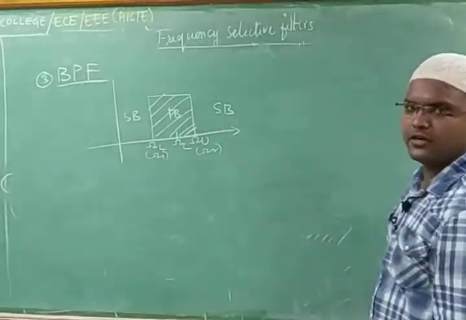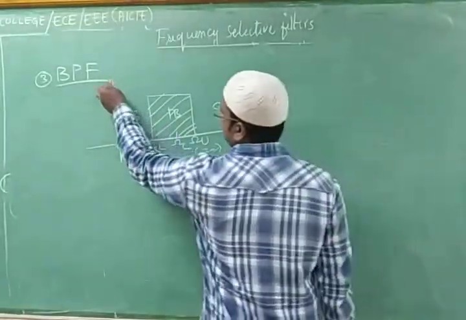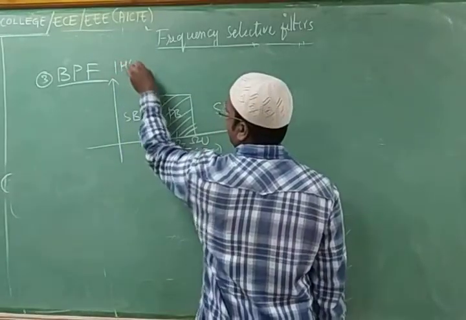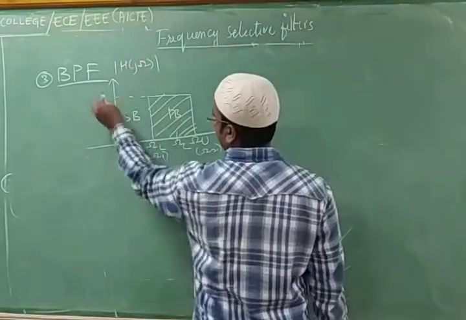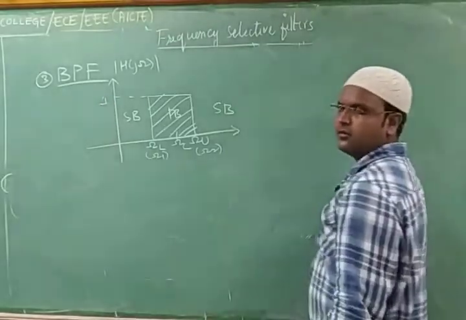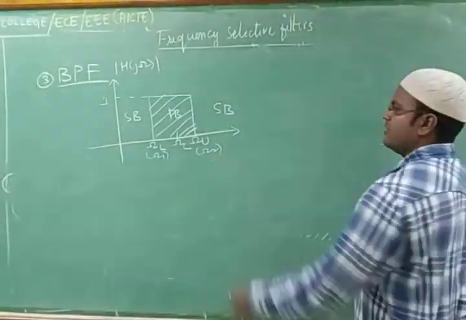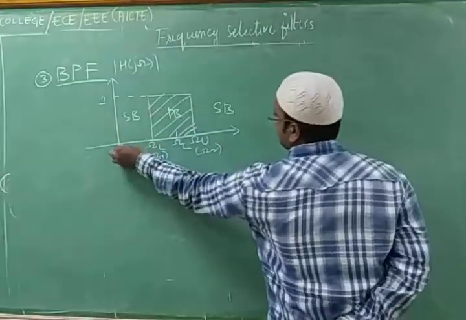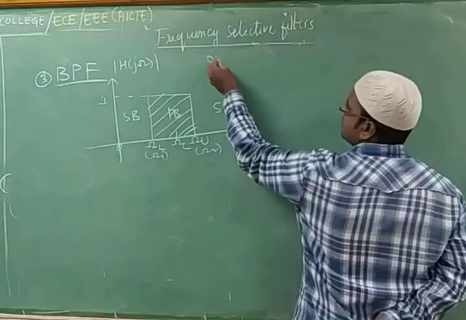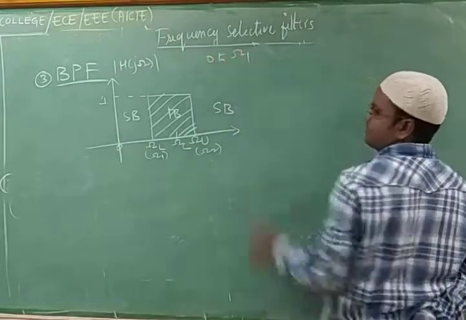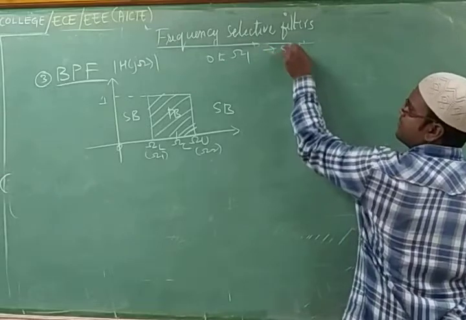How do we write the values of omega? This is the magnitude of H(j omega), and the ideal gain value is 1. So how do we write the range for this? From 0 to omega 1, it is in the stop band.